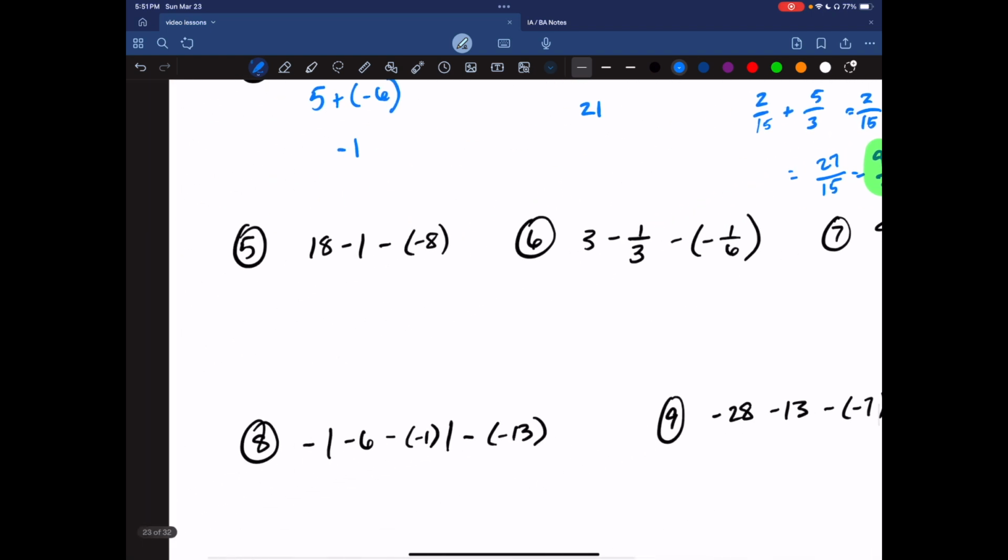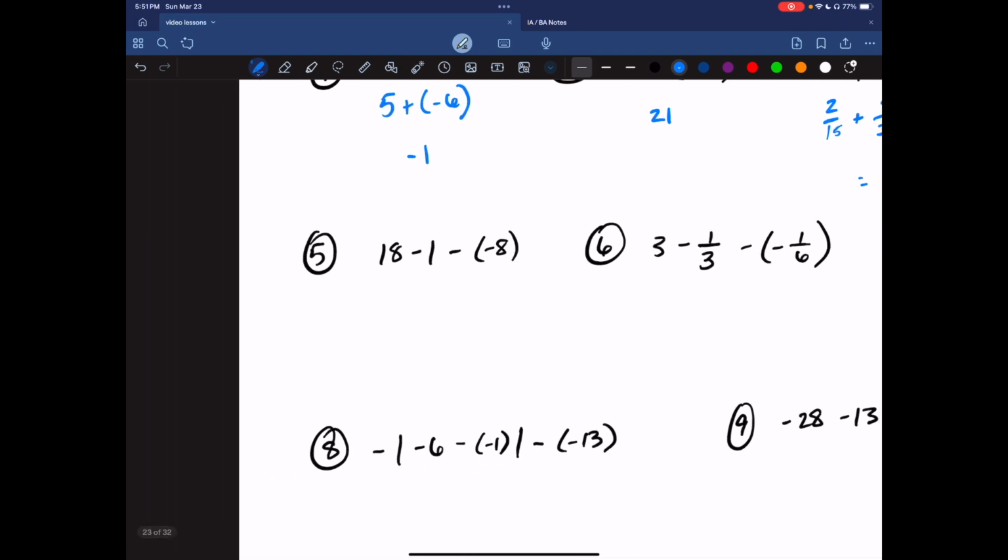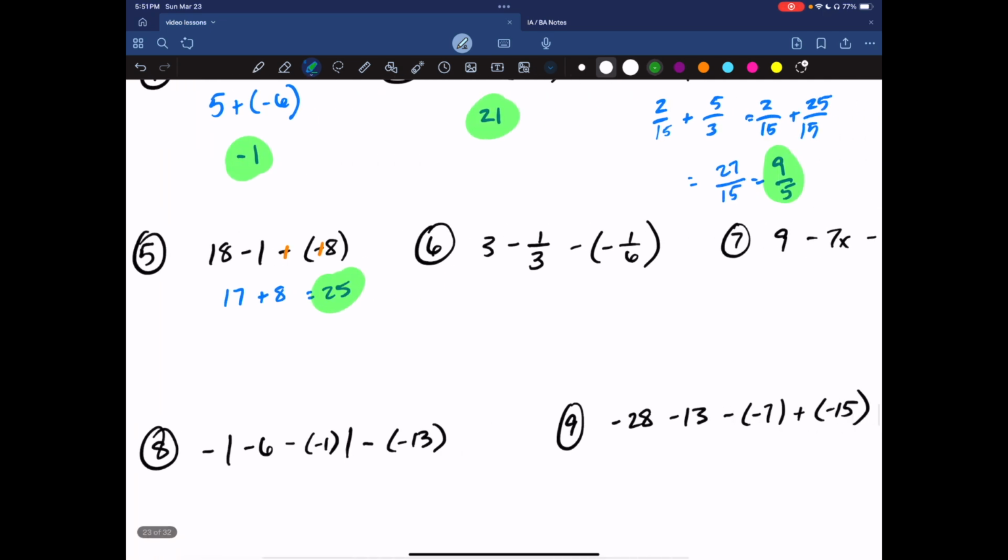Okay. Let's see. On number 5, you have 18 minus 1 minus -8. So what I can do first is I can change this sign. So this is going to be positive. 18 minus 1 is 17 plus 8. That's going to be 25. Okay. So these are my answers. Now you could do that left to right, or you could jump around as long as you're keeping your signs straight.